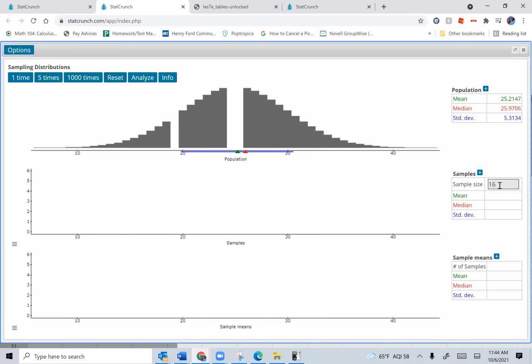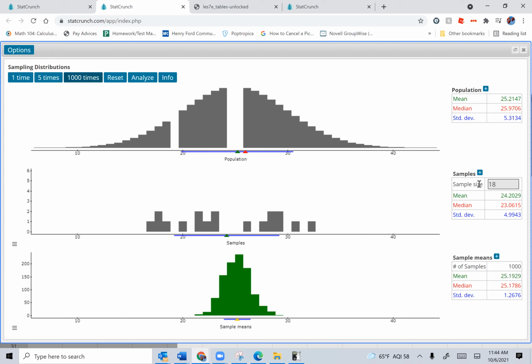Okay, it doesn't matter. Let's make the sample size 18. And let's do 1,000 samples. 2,000, 3,000, 4,000, 5,000, 6,000, 7, 8. See, with technology, I can do as many samples as I want.